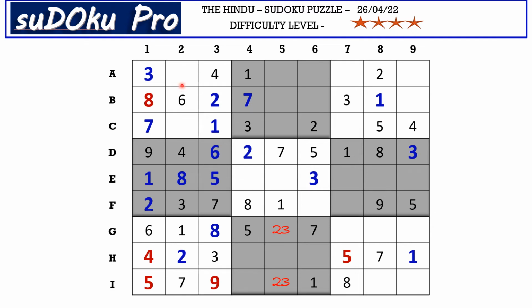Now in block 1, there are only 2 empty cells and the missing numbers are 5 and 9. There is a 5 blocking from here. So C2 takes 9 and A2 takes 5. In C row, there are again 2 empty cells and the missing numbers are 6 and 8. There is 8 blocking from here. So C7 takes 6 and C5 takes 8.